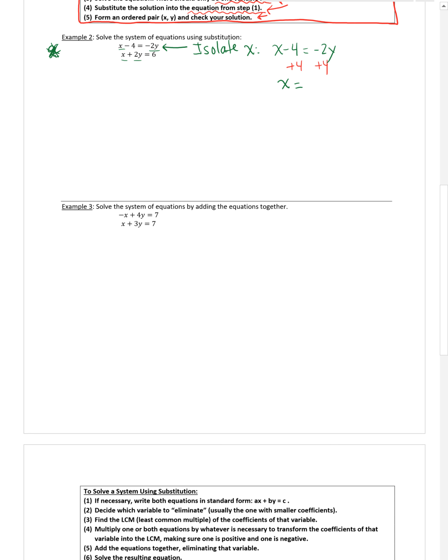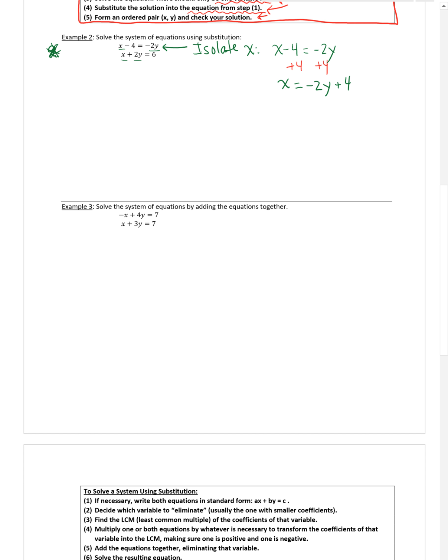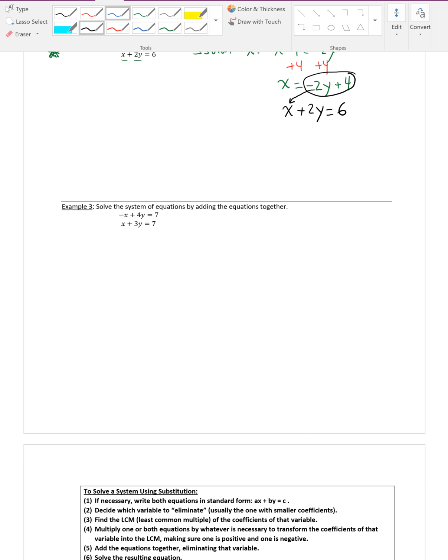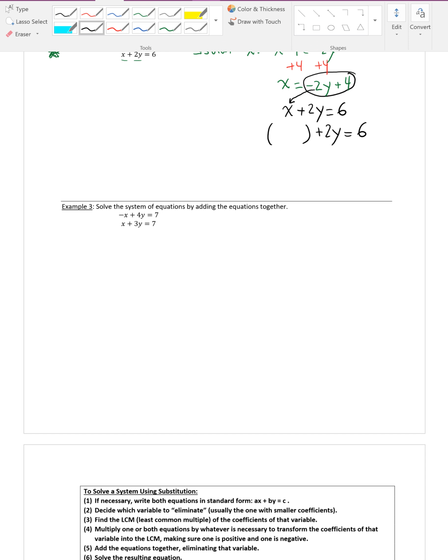This is another one of those times where you have the freedom. You could put negative 2y plus 4, or you could put 4 minus 2y, whichever you're most comfortable with. Okay, now that we have one of the variables isolated, I'm going to take the other equation. Which one have we not looked at yet? The bottom one, huh? x plus 2y equals 6. And I'm going to substitute this value, negative 2y plus 4, in for x. Since the first equation told us that x is equal to that, I should be able to substitute it. So I'm going to substitute that in parentheses for x, and then we have plus 2y equals 6.